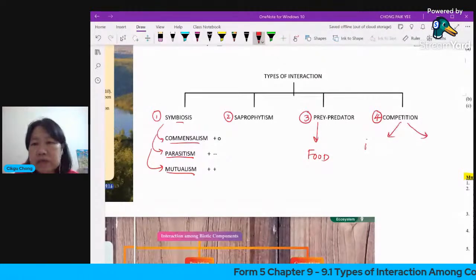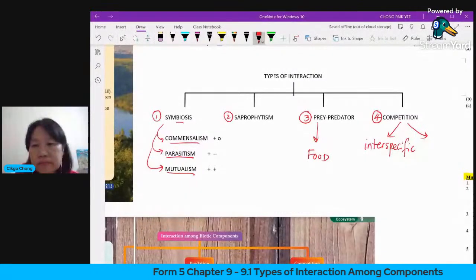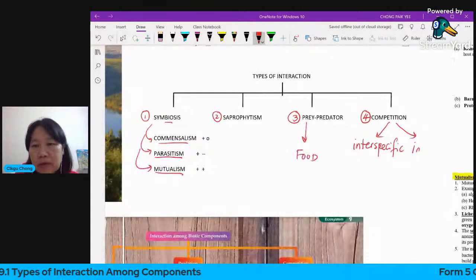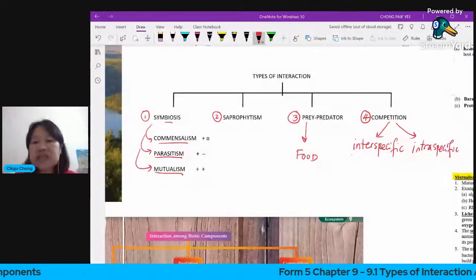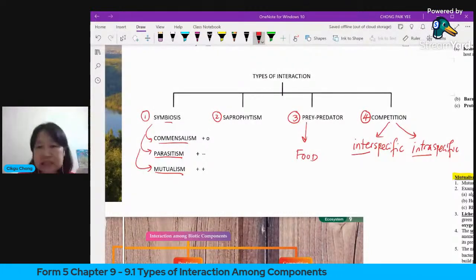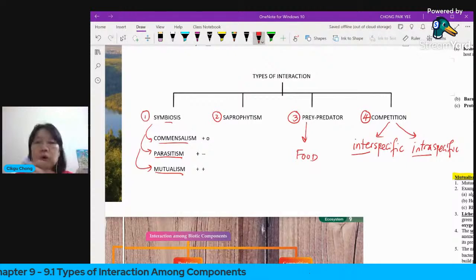interspecific. The other one is called intraspecific. We'll go to the details later. So the difference here is only the first prefix in front. One is inter, one is intra. Okay, so we go into the details.